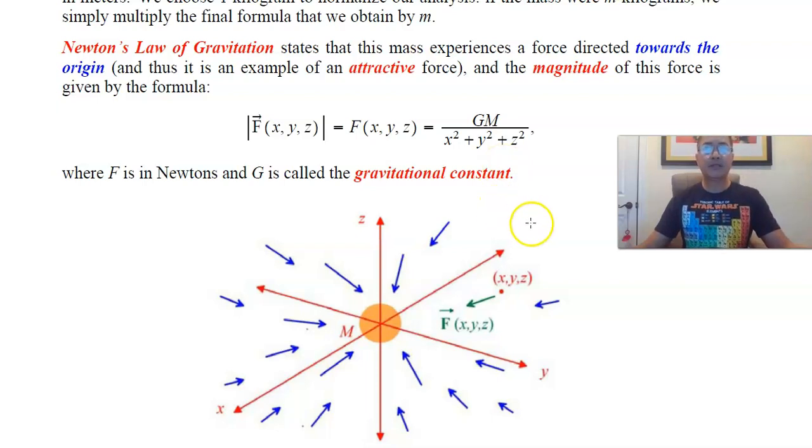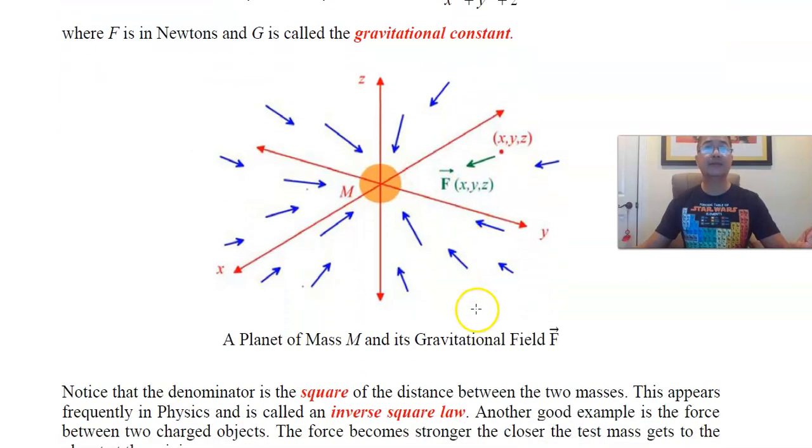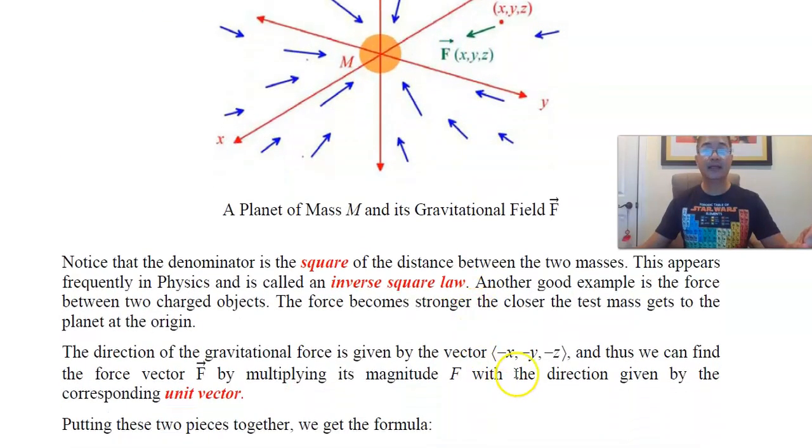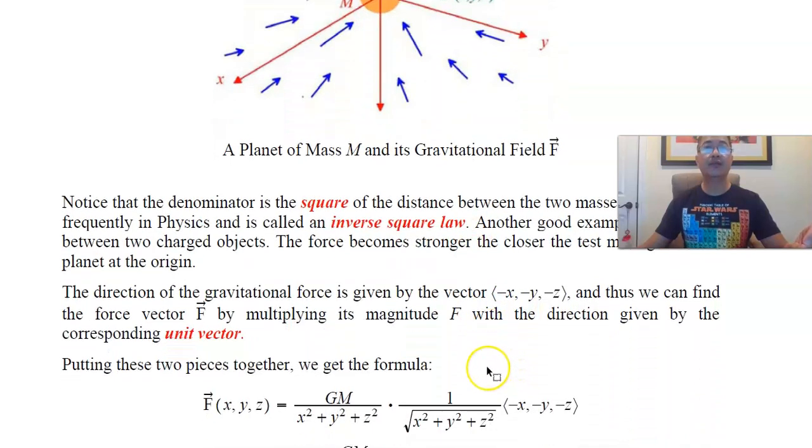But of course, a vector is not just a magnitude, it must have direction, right? So the direction I said is, well, from any point, you just draw the vector to the origin. So what is that vector? Well, if you're at x, y, z, the vector x, y, z is the vector from the origin to the point. So if you want to go backwards, you have to get minus x, minus y, minus z. So that is the direction of the force.